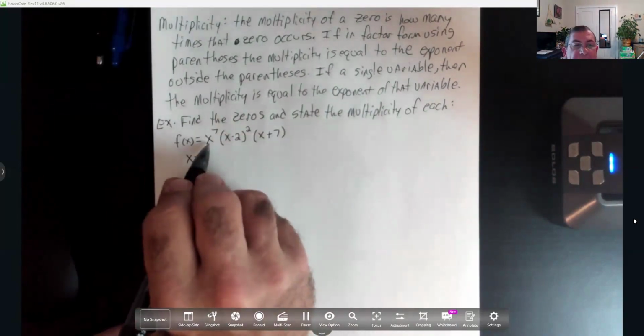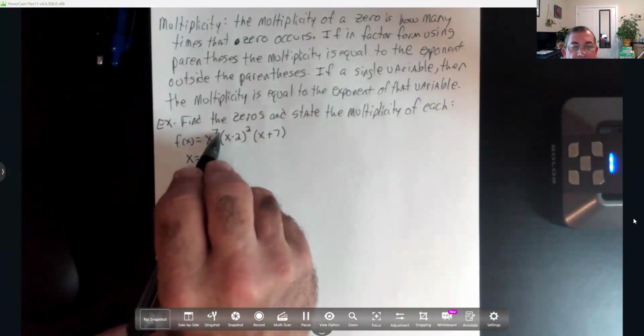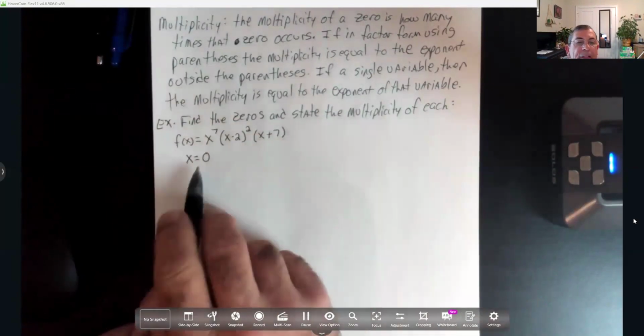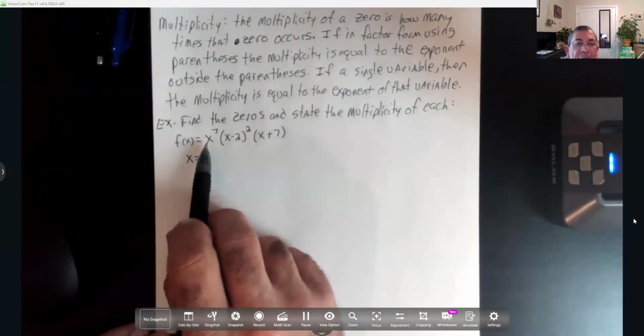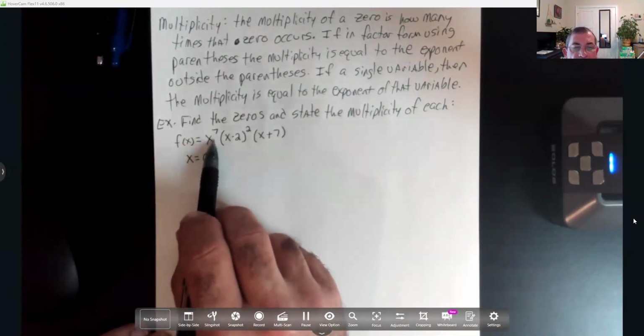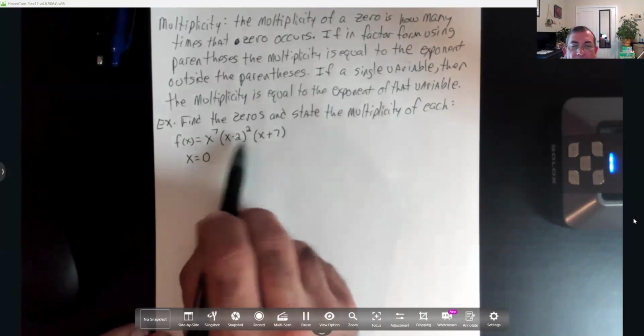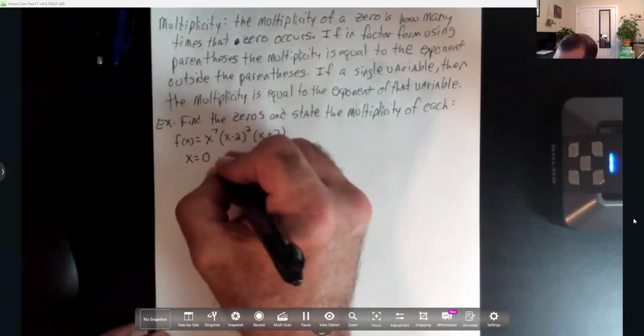And y'all look at that. Anytime you got a single x like that with exponents, when you set it equal to 0, it's done. So anytime we have a single variable like that, its 0 is 0. Now the other two, we're going to set them equal to 0.